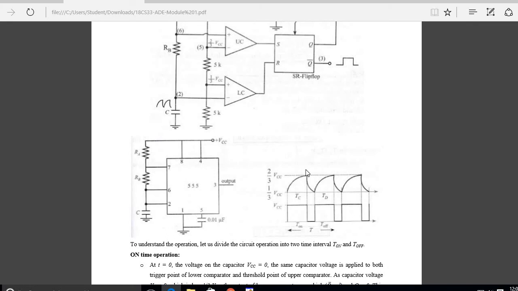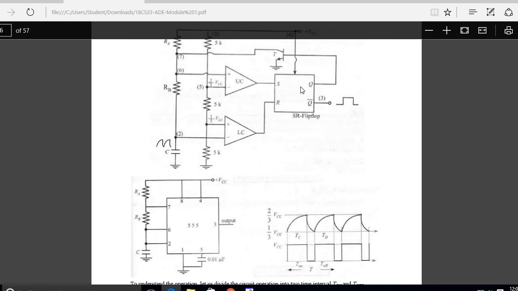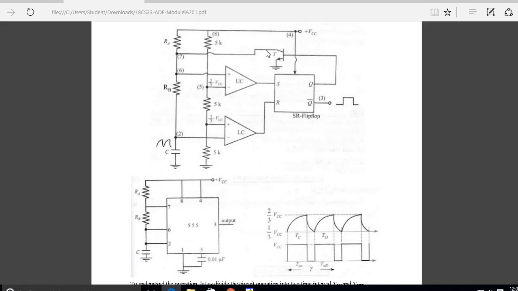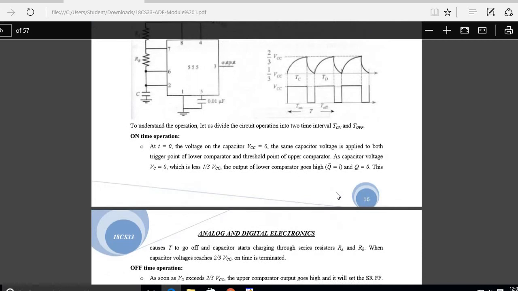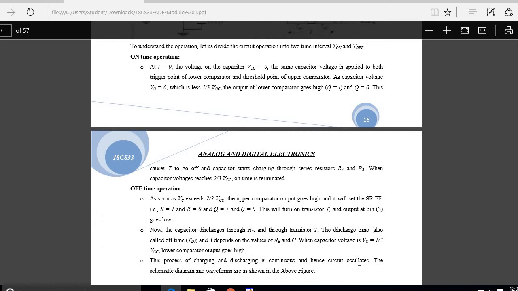In T off condition, the output of the higher comparator is 1, and it sets the SR flip-flop, Q as 1. Q as 1 means the transistor, because it is internally connected, should be on. In that condition the capacitor starts discharging, see here in the waveform. This process continues, so the circuit oscillates. The process of charging and discharging is continuous, and hence the circuit oscillates.